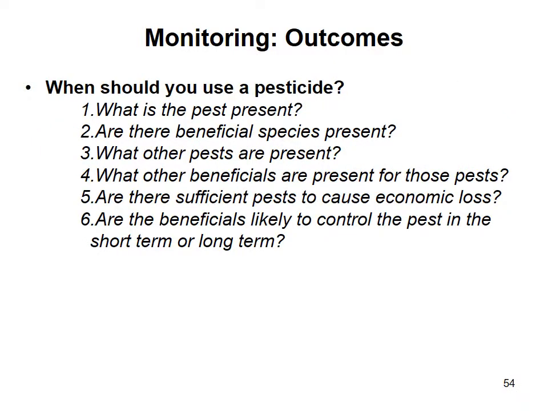So when should you use a pesticide? Try to consider these questions. What is the pest present? Are there beneficial species present, and what are they? What other pests are present? What other beneficials are present for those pests? Are there sufficient pests to cause economic loss? And are the beneficials likely to control the pest in the short term or long term?